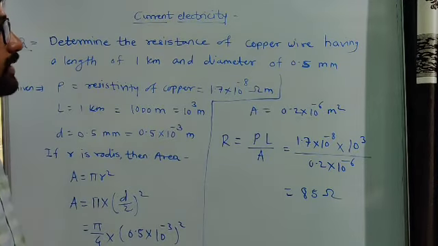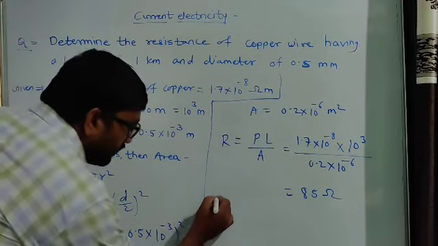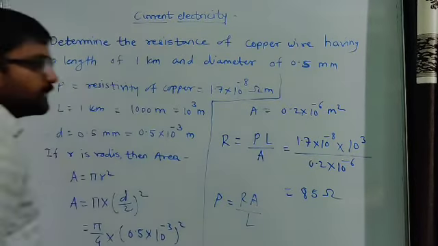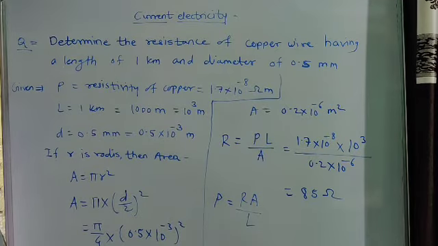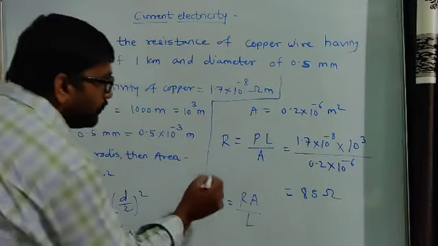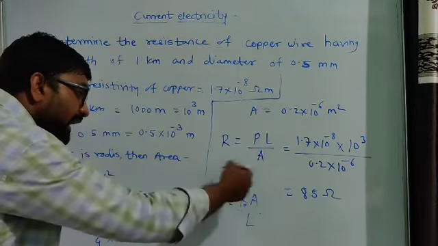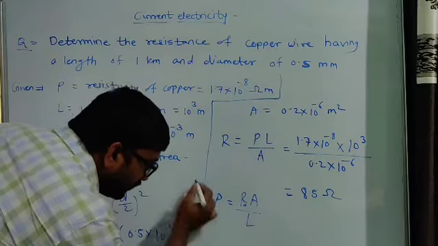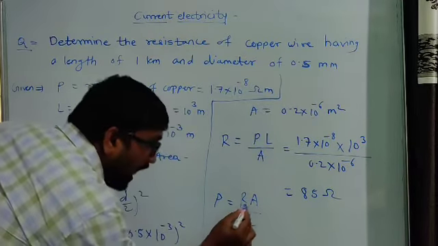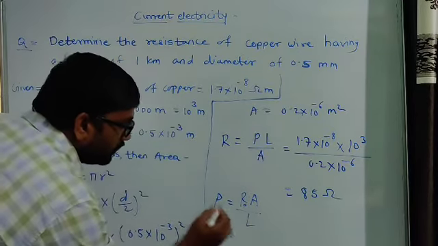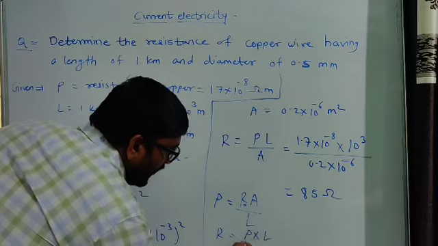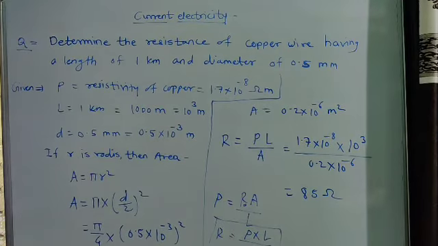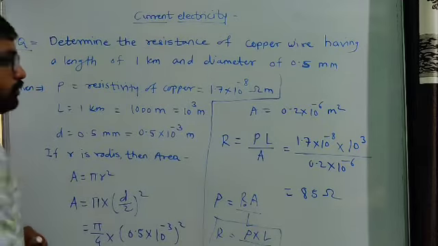Now we know the formula of resistivity, which we studied: rho is equal to R A divided by L. But now we have to determine the resistance, which means we have to calculate this R. So we have to rearrange this equation for R. Here it is in division, so it will be multiplied on the other side, and we get only R on one side. So R will be equal to rho into L divided by A. This is the formula we have to use here.